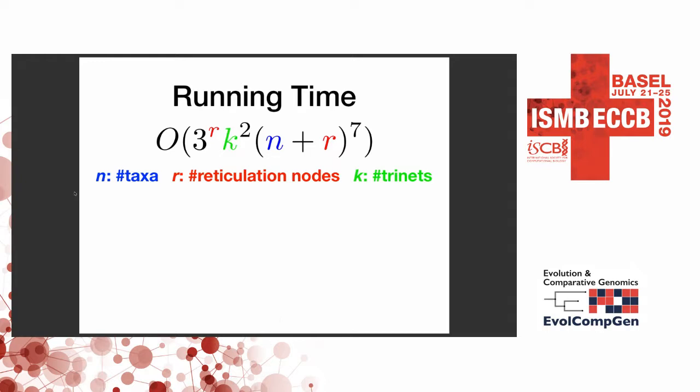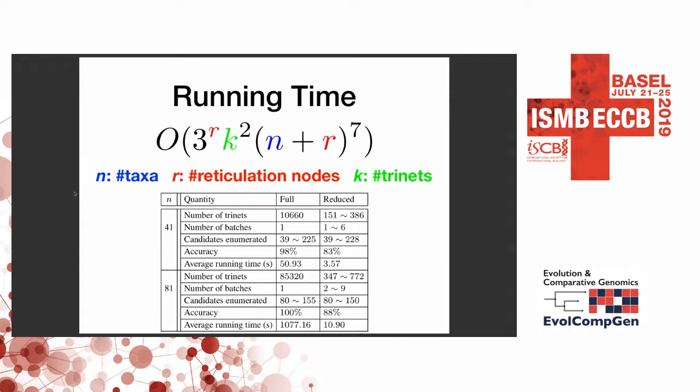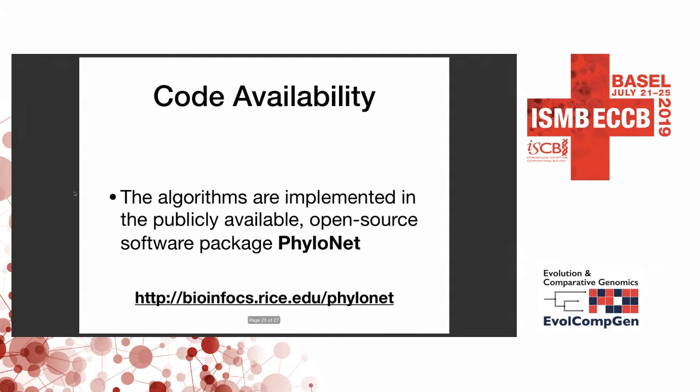Running time of this method, again, asymptotically, it is quadratic in the number of reticulations. That's usually 3, 4, 5. So this is not bad. It's quadratic in the number of trinets, and it is polynomial in the number of taxa. But how does it perform in practice? For 81 taxa, if you use the full data set of trinets, it takes about 1,000 seconds. If you use the reduced set of trinets, it's just 10 seconds on 81 taxa. Okay? This is implemented, available in PhyloNet.